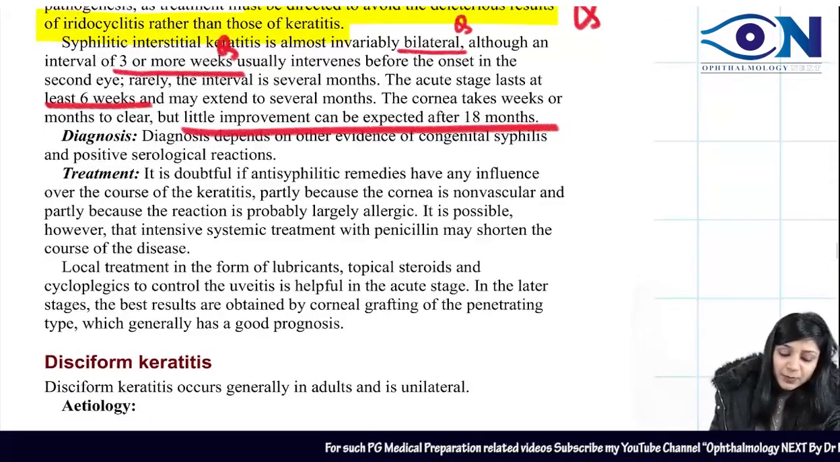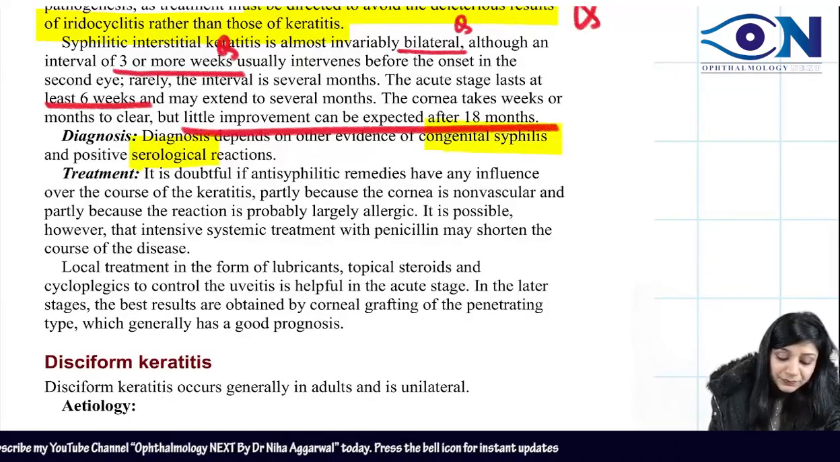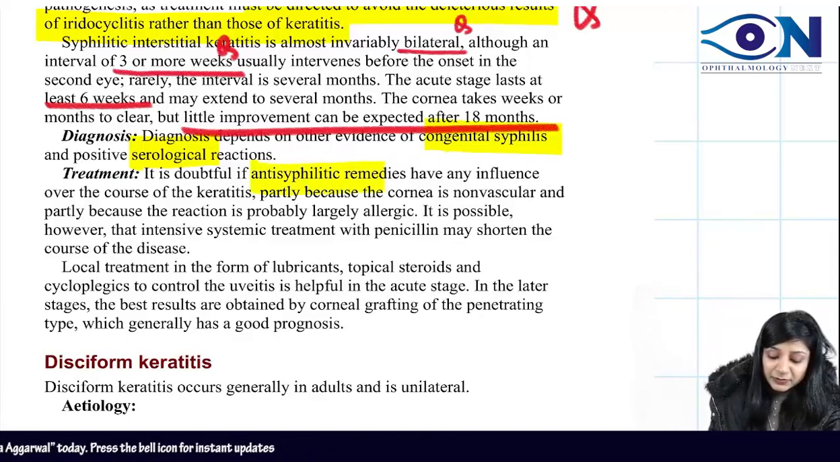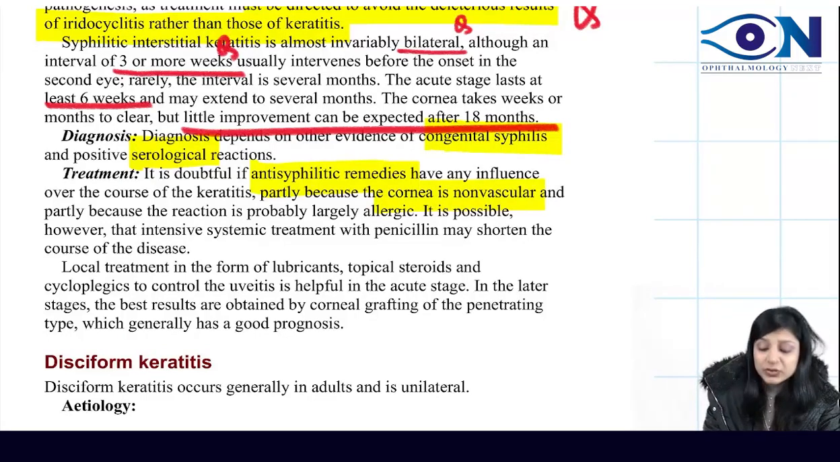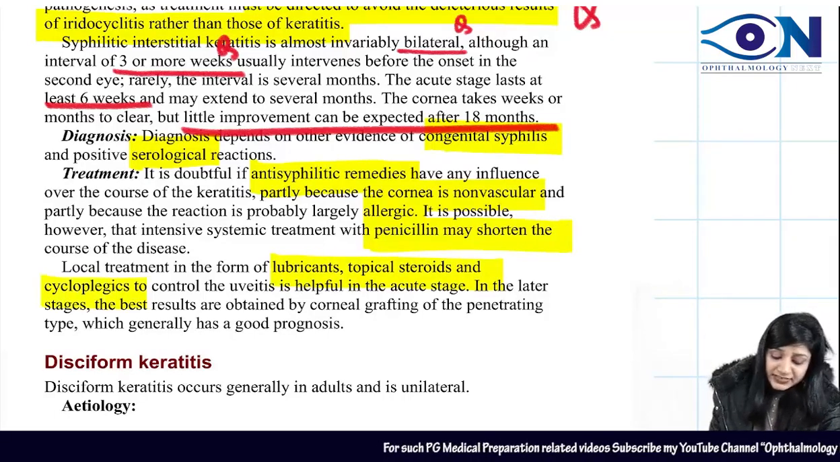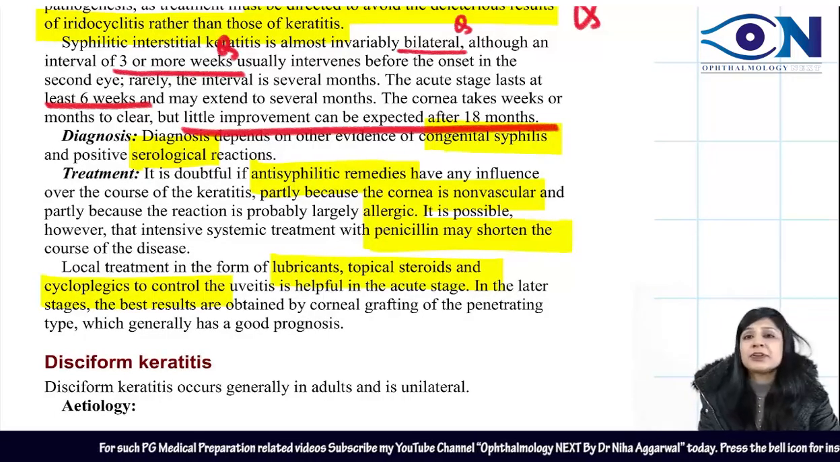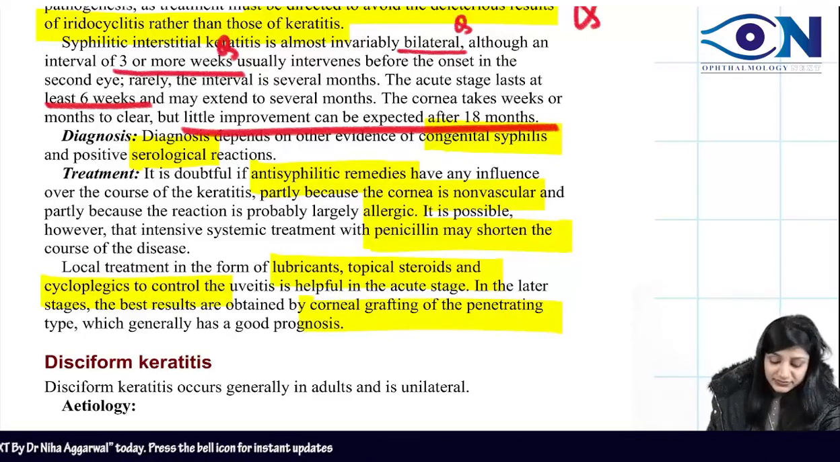Diagnosis will depend upon your serology. We can do the serology of syphilis, right? It is doubtful whether the anti-syphilitic remedies have any influence over the course of keratitis. Why? Because the cornea is avascular. So anti-syphilitic remedies are not very useful, partly because the reaction is an allergic reaction. Still, it is possible that you can treat this condition with penicillin. For local treatment, you can give lubricants, topical steroids, cycloplegics. Basically, the treatment consists of the treatment of uveitis, anterior uveitis, and afterwards you can do the penetrating keratoplasty, right?